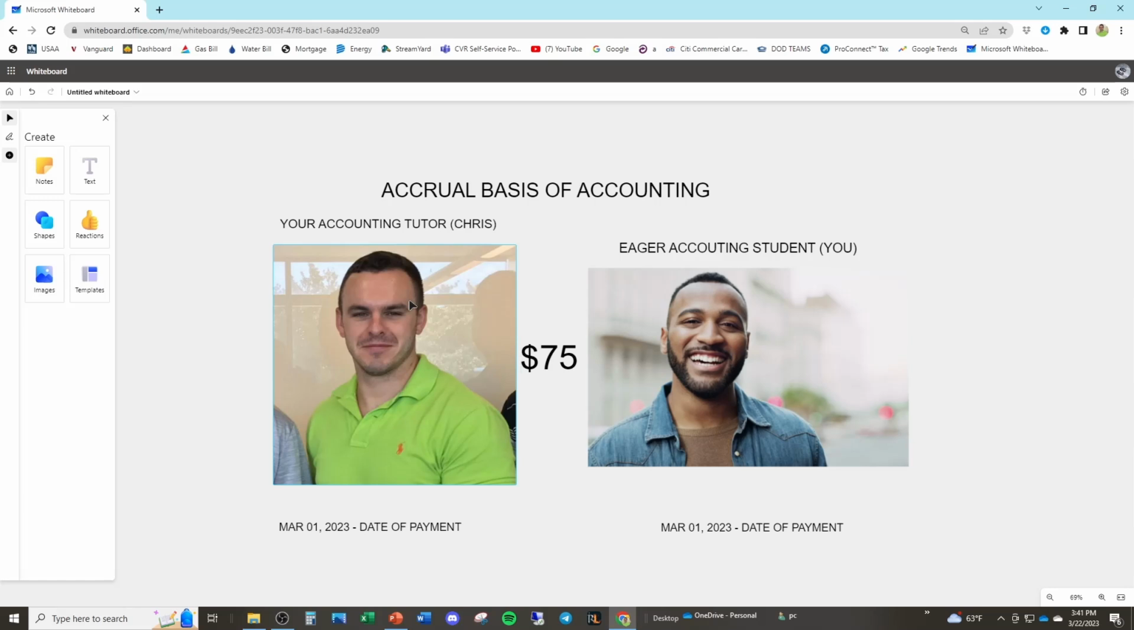The student, because he doesn't know what else to use, has decided that he's going to keep his own books on a notepad. He's still in college, and he's going to use the accrual basis of accounting too. So in this video, we're going to record transactions between Chris and this eager accounting student. This student has said, "Hey Chris, I'm going to pay you $75 for 1 hour of accounting tutoring." And Chris says, "Yes sir, let's do it."